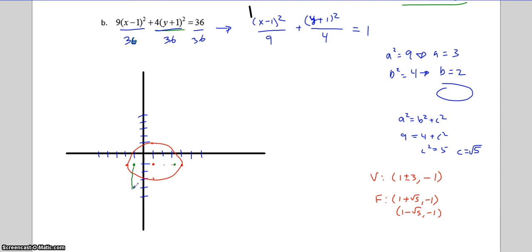So if we're going to draw the string, oops, that was terrible with the string there. Sorry about that. If we're going to draw the string, that's where the string would connect, between the 2 foci to the edge of the ellipse.